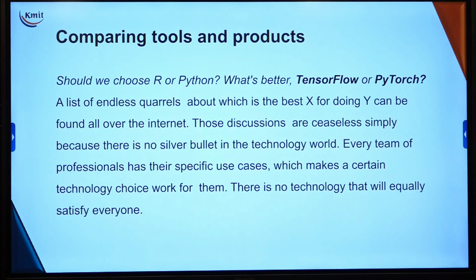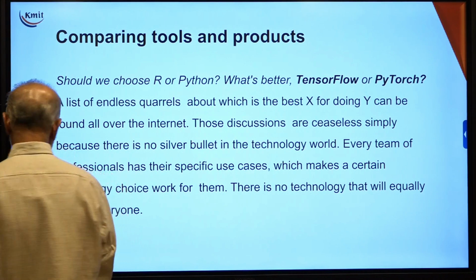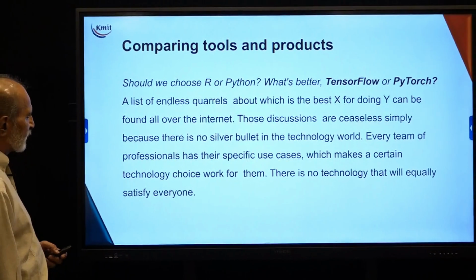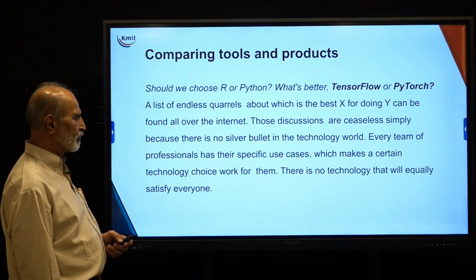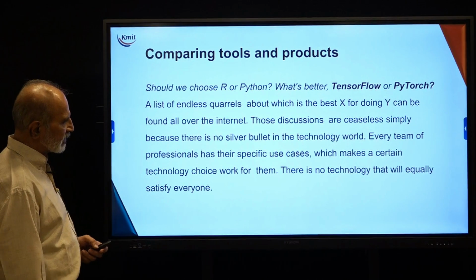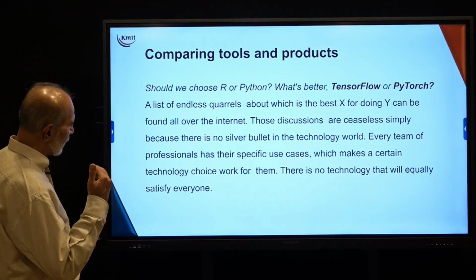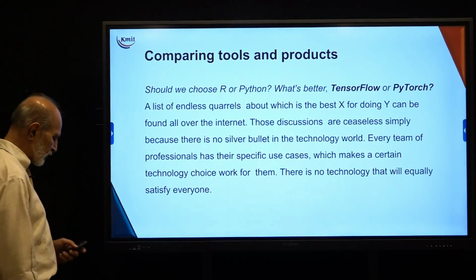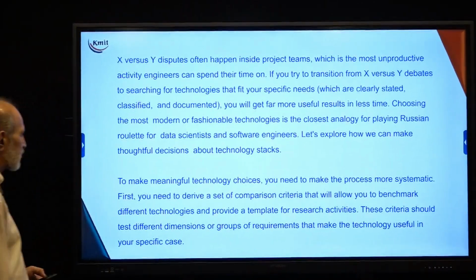So, let us see an example. Let us say compare tools and products. So, it's always a debate. Shall I use Python or R language? Python is good for a data scientist, but R is very good for statistical analysis. TensorFlow or PyTorch. So, this debate goes on, X versus Y, that is, I should use the best X for a particular Y. So, this debate will go on, and Google can give you a lot of material on the comparison of these two.